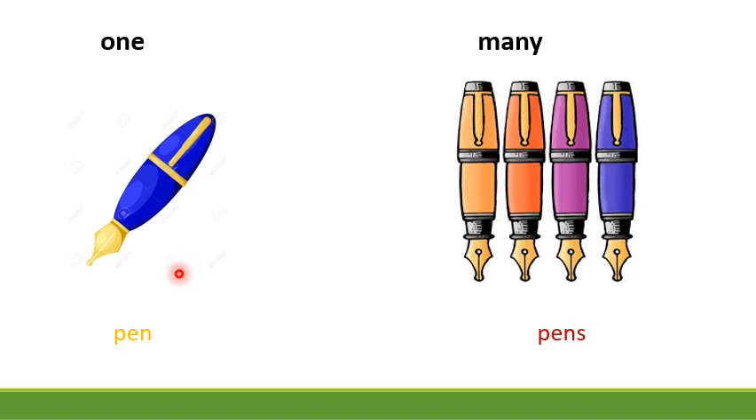Here you can see the picture of a pen. Here it's only one pen, P-E-N, pen. On the right hand side, you will see more than one pen. So we call it many pens. While adding S, it becomes pens, P-E-N-S. There is only one pen and many pens. So understood? How we write one and many? We are adding S to the end of the word.